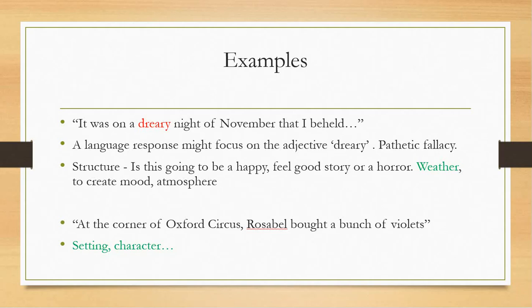Another example. At the corner of Oxford Circus, Rosabelle bought a bunch of violets. The writer's talking about setting and character. Who is the character? Rosabelle. Where is she at? She's at Oxford Circus. So that is the what.